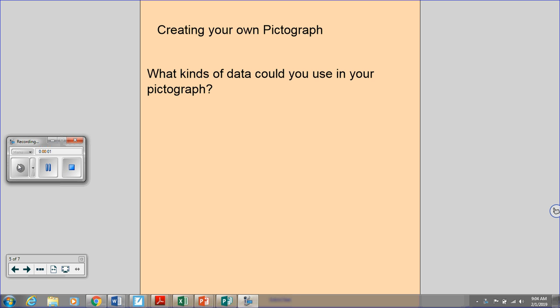Looking at graphs yesterday. What can you tell me about graphs? Ryan, what's a graph? It's a model of data. It's a model of what? Of data. Model of data.